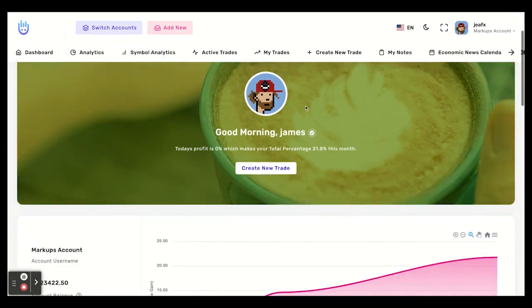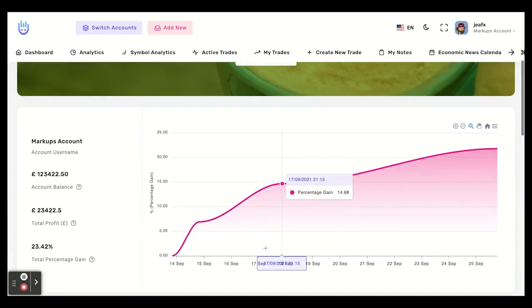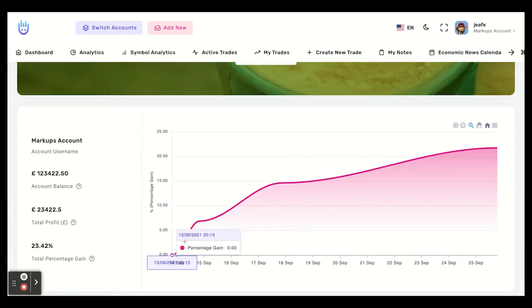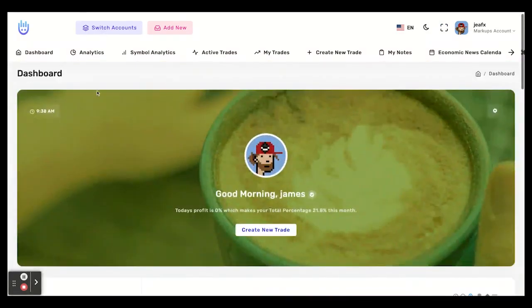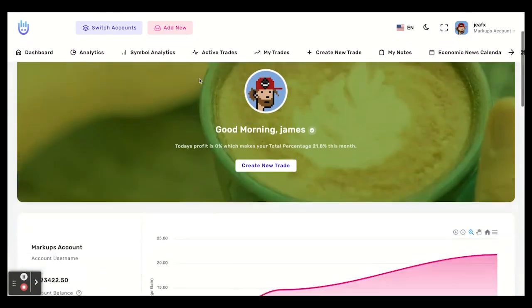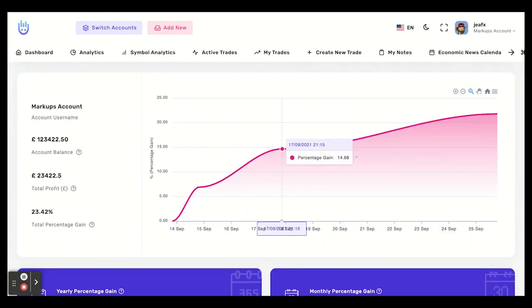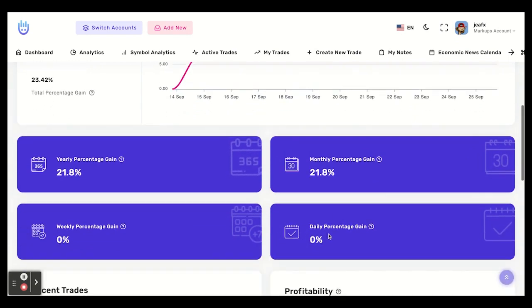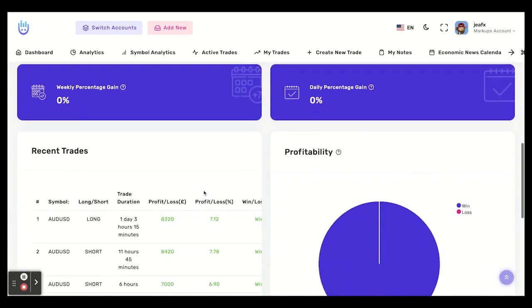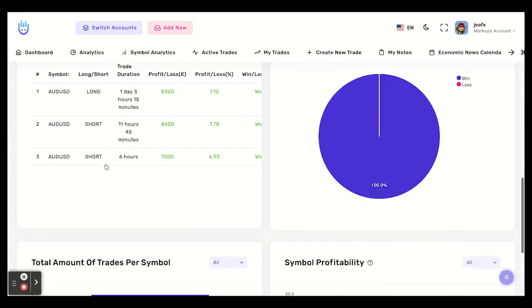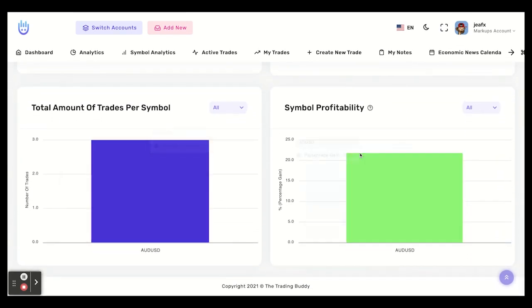So we're over here at the moment on the markups account, and as we can see, this one has a relatively unrealistic equity curve because we don't take losses, because they're the markups. But the overall idea of this account is simply to track those markups. And then what we can do when we've done a lot of markups is head over to the other backtesting account and begin doing live backtesting there. And that's going to track all of your trades, track your equity curve, track your monthly, yearly, weekly, and daily percentage gains or losses, and then also show your profitability, your recent trades, the amount of trades per symbol, profitability, and all of these different things.